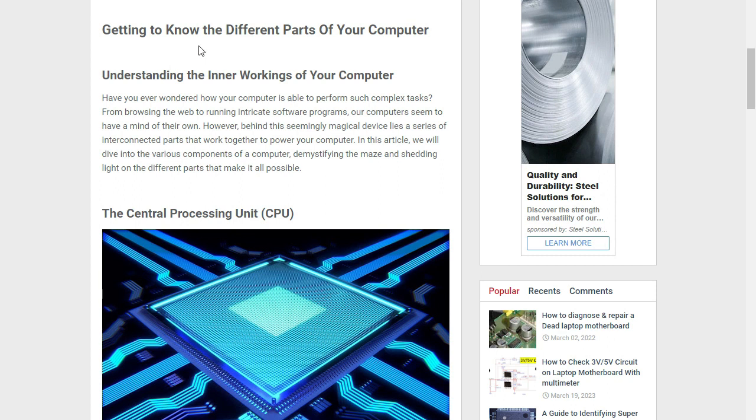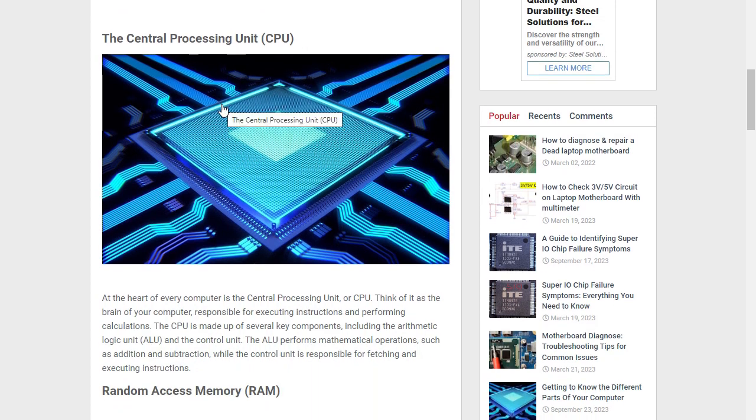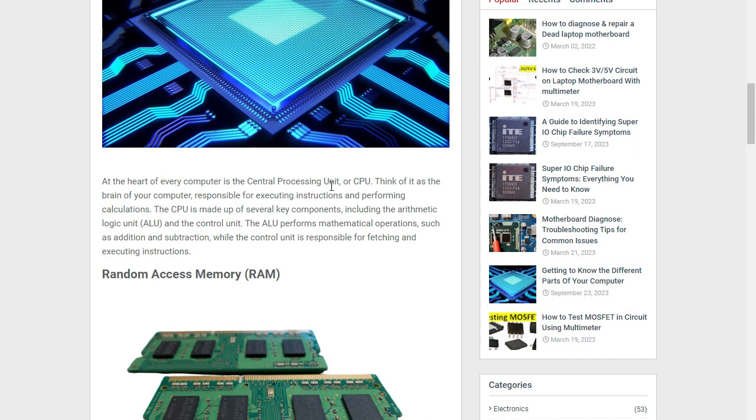Getting to know the different parts of a computer, we're going to begin with the central processing unit, or the processor. As you know, the processor in every computer is the first controller or the main part of the computer, because it manages all operations and all signals in the computer. There are many types of CPU. At the heart of every computer is the central processing unit, or CPU. Think of it as the brain of your computer, responsible for executing instructions and performing calculations. The CPU is made up of several key components, including the arithmetic logic unit and the control unit.